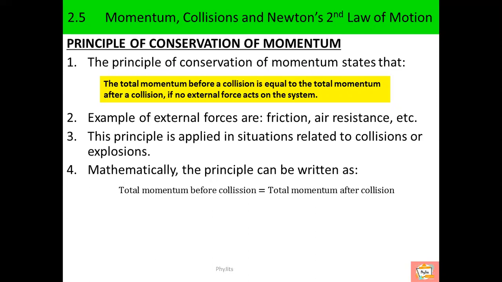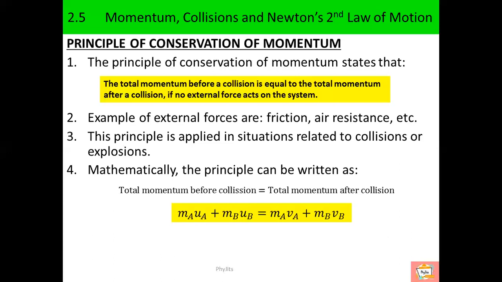Okay, so from that understanding, we can change it into a mathematical form. So total momentum before equals total momentum after, and we know momentum is mass times velocity. So if you have two objects, that means both of the objects will have their own masses and their own velocities. So total momentum before and after can be given as this formula. This is the full formula for momentum.